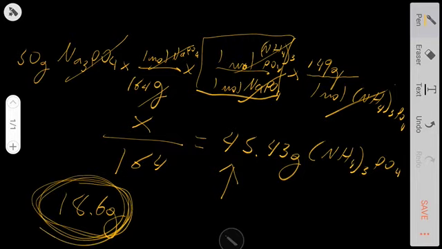So which reactant is my limiting reagent? You can figure it out right now already, which is going to be ammonium nitrate.